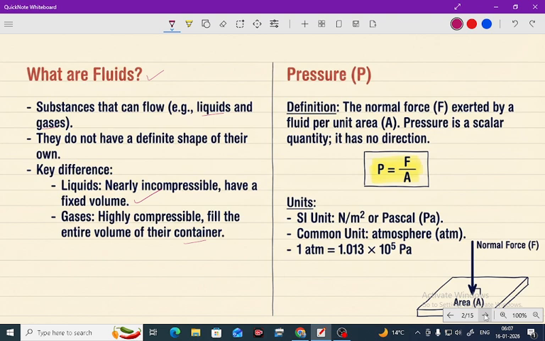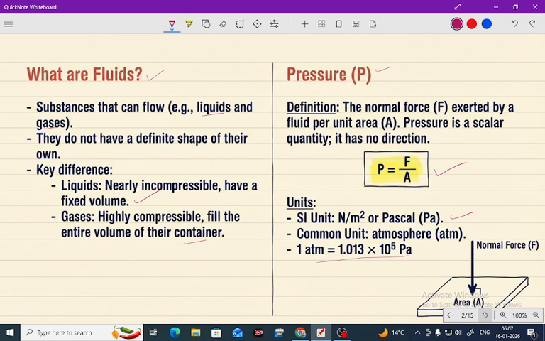Now we are going to define what is pressure. What is the definition? The normal force exerted by a fluid per unit area is the pressure. Pressure is a scalar quantity, it has no direction. Therefore, pressure equals force by area. Units: the SI unit is Newton per meter square, or Pascal. Common unit: atmosphere or ATM. And we should know that 1 ATM equals 1.013 into 10 to the power 5 Pascal.